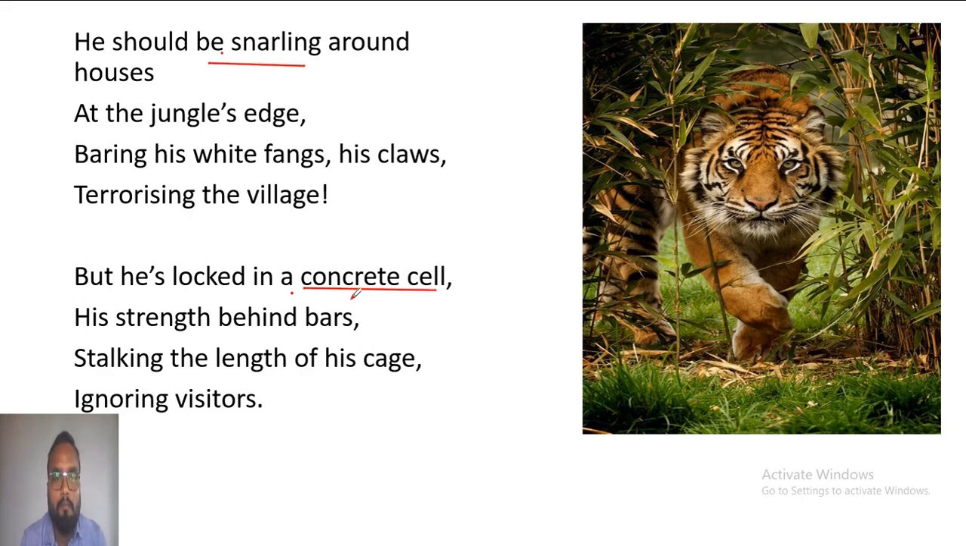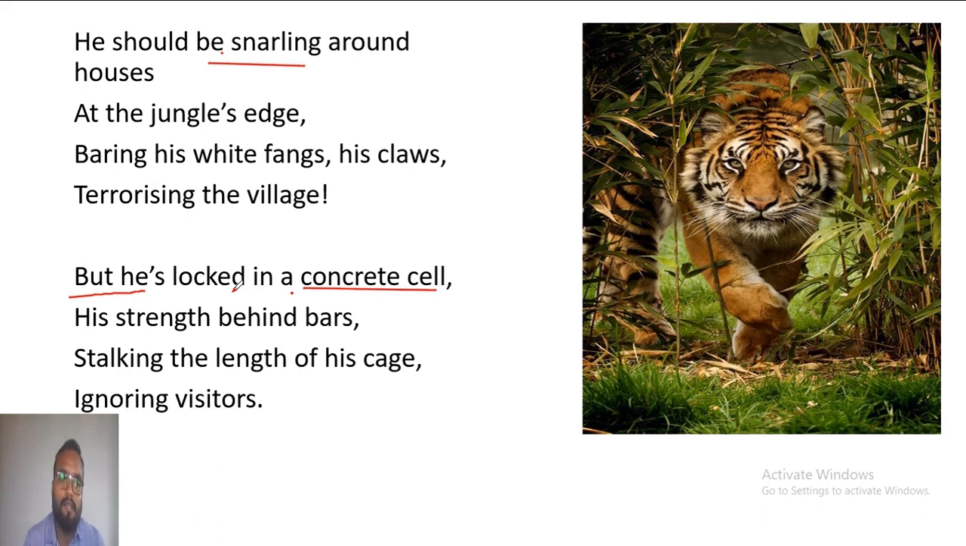But this is contradictory. It's contradicting the last two paragraphs. In the last two paragraphs, the poet has said that he is supposed to do all those activities in its natural habitat, but here in the zoo, its activity has become limited. Why? Because it has been caged.